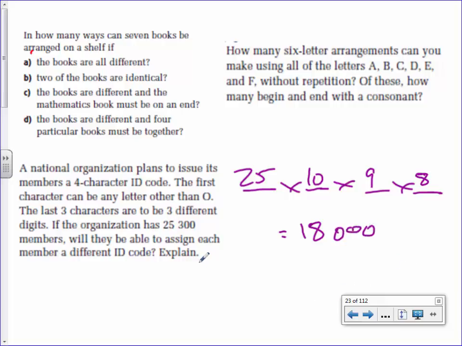18,000 exactly. Okay. If there's 25,000 people and there's 18,000 passwords, did I have enough? Yeah. Does that make sense? Okay, why don't we move on? Let's start on the permutations notes then. You guys feeling okay with this so far?